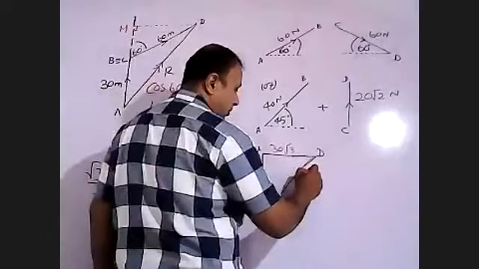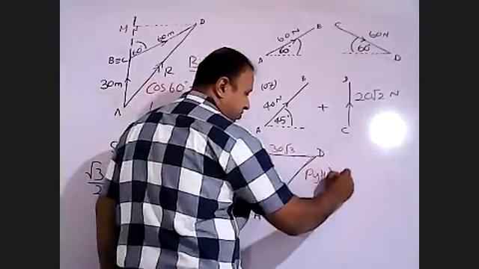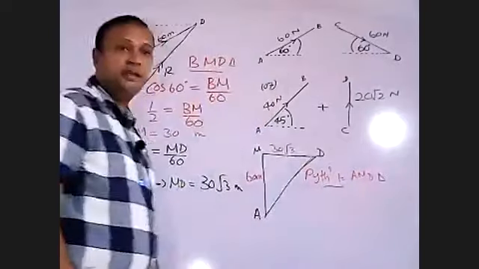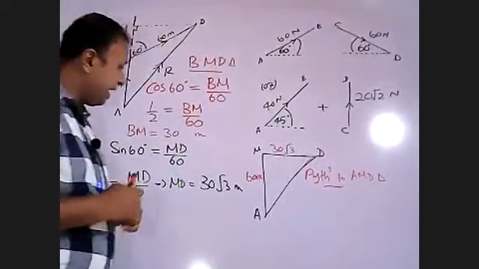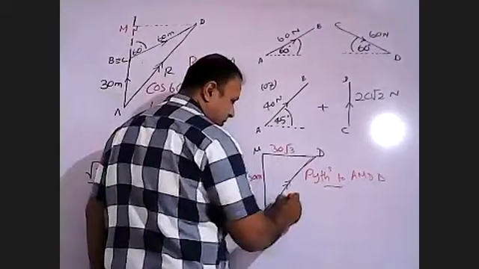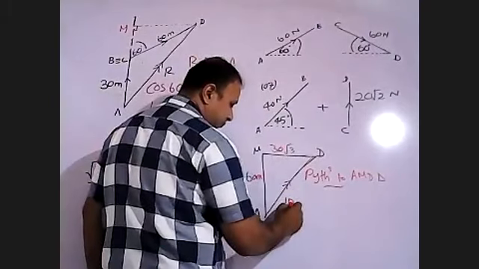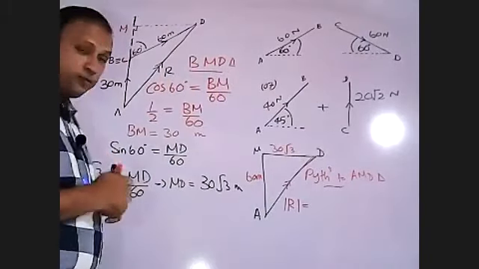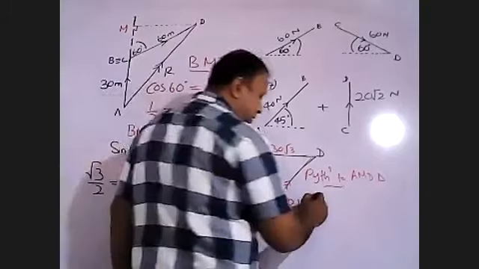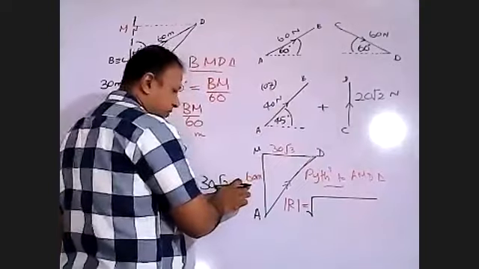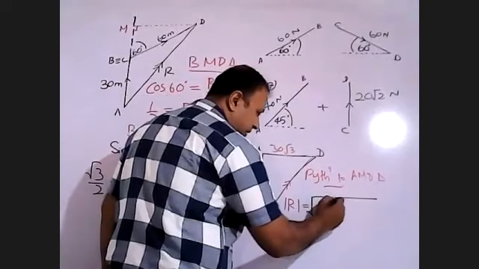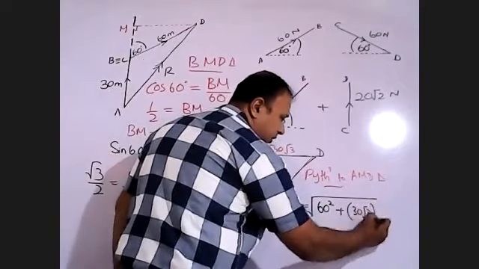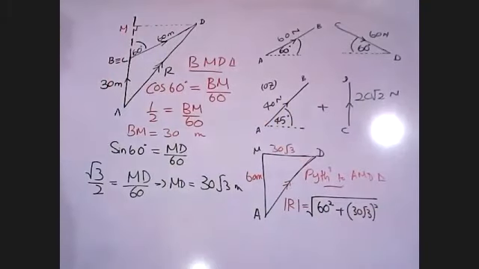How to find AD? You have to apply Pythagoras theorem to the AMD triangle. So AD squared, or the magnitude of the resultant vector, is equal to the square root of this: 60 squared plus the square of this one, 30 times root 3 squared.